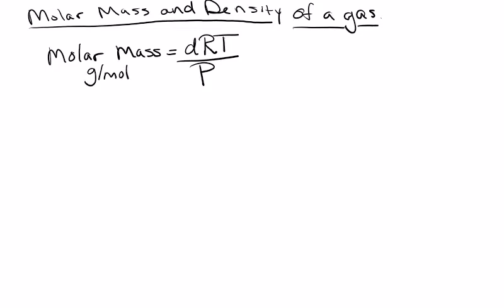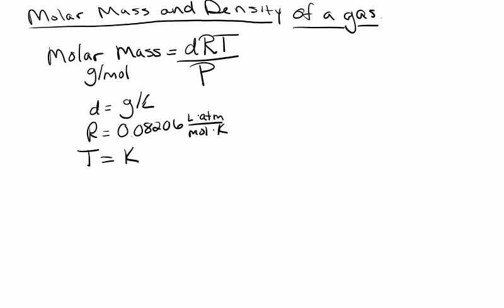Keep in mind, molar mass is easy to calculate if you're already given the gas. So let's say carbon dioxide, you can easily find the mass of carbon dioxide by using the periodic table. You find out how many carbon, how many oxygen you have, multiply oxygen by 2, add it all together. For density, the units are grams per liter. R, our gas constant, remember, is 0.08206. And that unit, which you very rarely need to remember, is liter atmosphere per mole Kelvin. And then we have our temperature. Temperature is always going to be in units of Kelvin. And pressure is going to be in the unit of atmospheres.